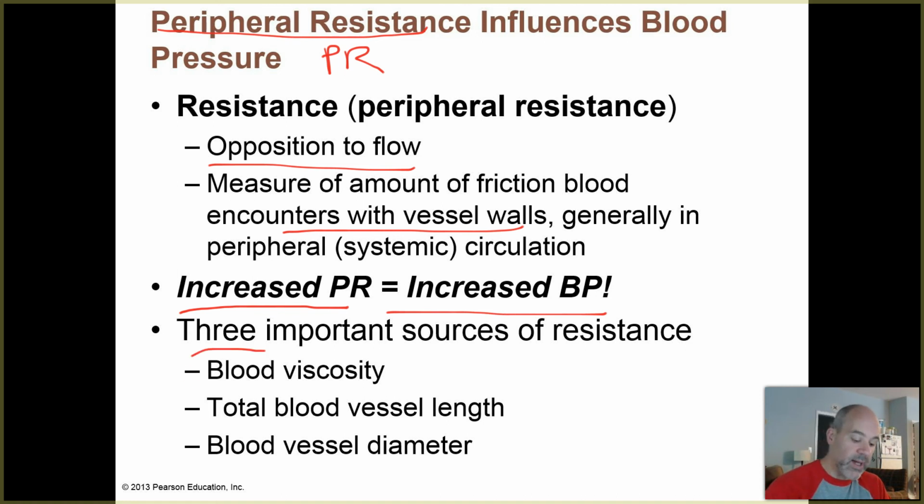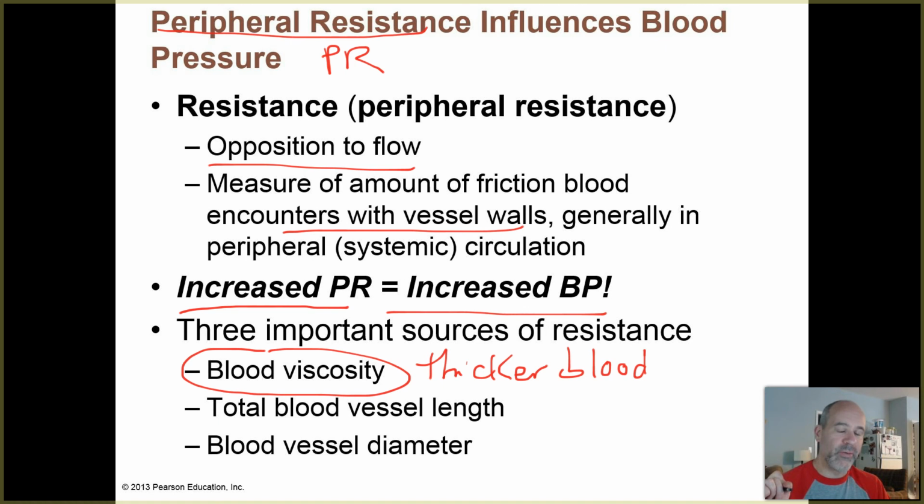One is your blood viscosity. Thicker blood, what's that going to do? Is thicker blood going to flow more quickly or more slowly through your blood vessels? Hopefully you're thinking it's going to move more slowly. So that's increasing the resistance to flow. So that increases your peripheral resistance. And what does that do to your blood pressure? Increases your blood pressure.